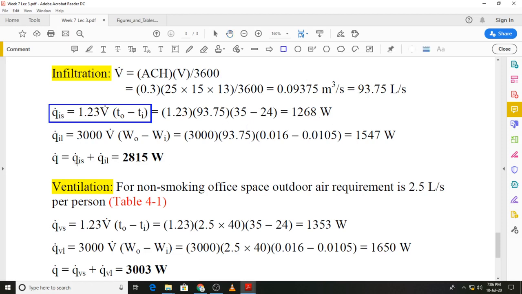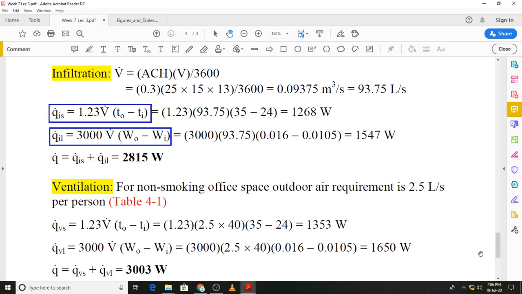Then we calculate the latent component of the infiltration load, and in that formula we need the humidity ratios at the outside and inside design conditions, because we are given the dry bulb and wet bulb temperatures both outside and inside. We can use the psychrometric chart. That is what I had referred to earlier, that at some point we will need the psychrometric chart. We find out the values of the humidity ratios under the two conditions, substitute those values over here, and we get the latent load. So the total load due to infiltration is 2815 watts.